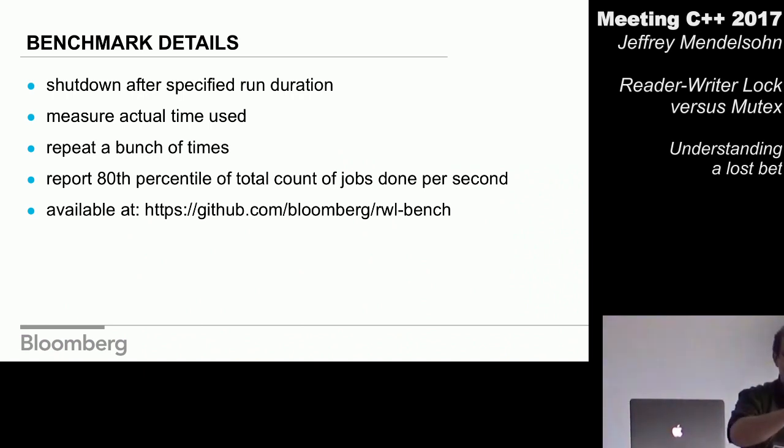So I slept for some predicted amount of time. Of course, it's going to be different. So I take the actual time. I scale the amount of work by that. So I have jobs per second. I'm going to repeat that a large number of times.